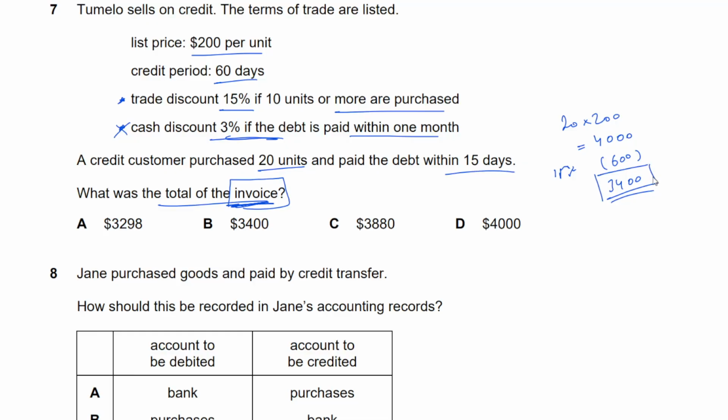This is due. But when the payment is made after 15 days, which is within the time period allowed, well, at the time of payment, we'll further reduce 3% after 15 days. But in the invoice, we will have 3,400. I think this question nicely explains the concept of trade and cash discount.